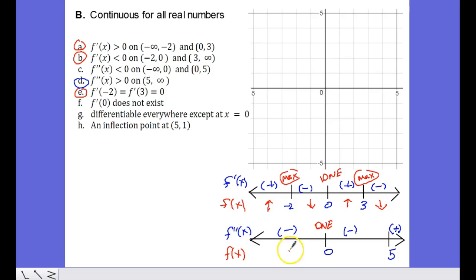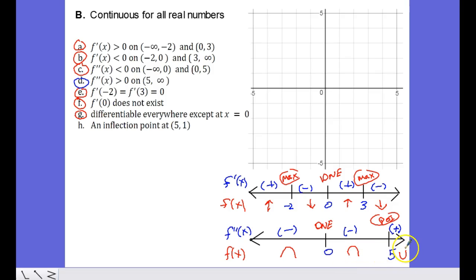So since it's the second derivative, it's talking about concavity. So concave down, concave up. So the function is differentiable everywhere except x equals 0. And certainly that would explain why f prime of 0 does not exist. They also give me another hint. They tell me that at (5, 1), I have a point of inflection. So P-O-I at (5, 1).